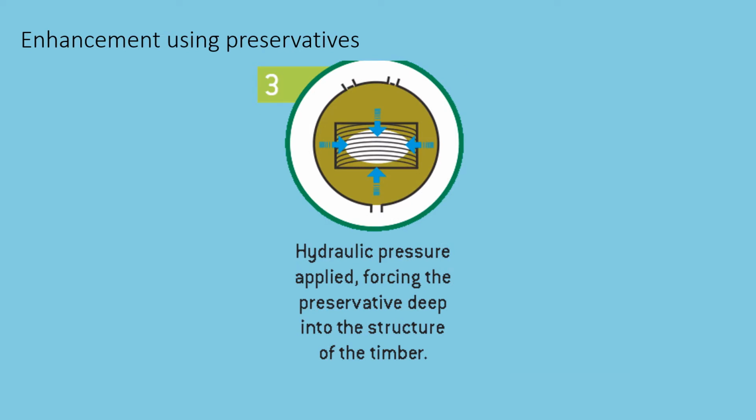Three, hydraulic pressure applied, forcing the preservative deep into the structure of the timber. So now pressure is applied so that because there's no air, the preservative actually has places to go within the cells of the timber. So that's how it impregnates into those cells and then stays there for dear life.